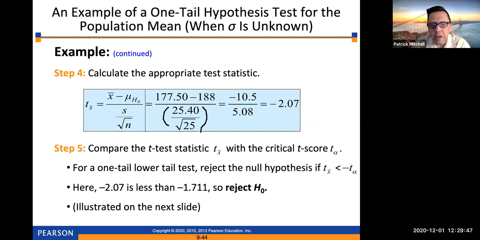Since this is a lower tail test, it's kind of redundant to say one tail, lower tail. Just say lower tail. Reject the null hypothesis if your test statistic comes out to be less than your critical t-score. And I always recommend drawing the picture. I think that's the easiest way to figure it out. Just see if your test statistic lands within your rejection region or not. Here, negative 2.07 is less than negative 1.711, so we will reject the null hypothesis.